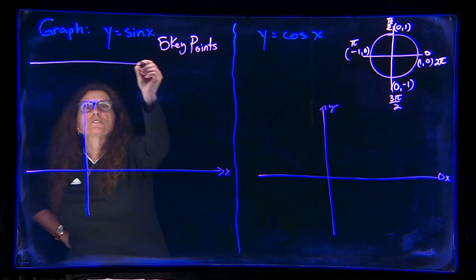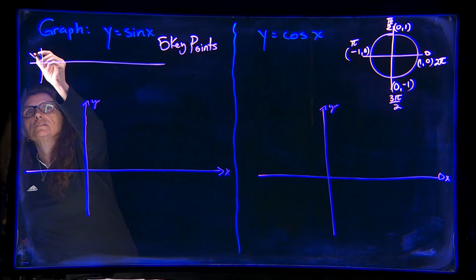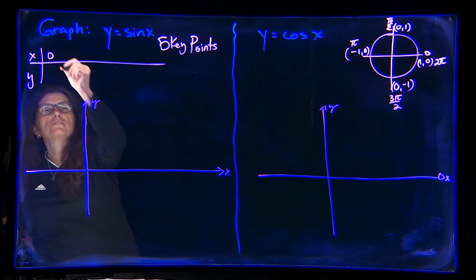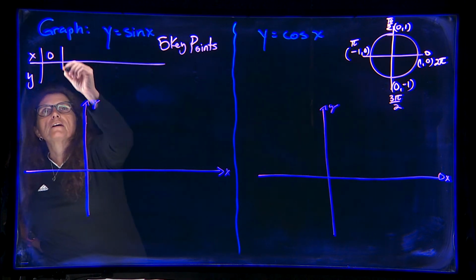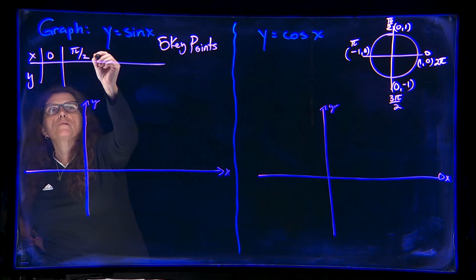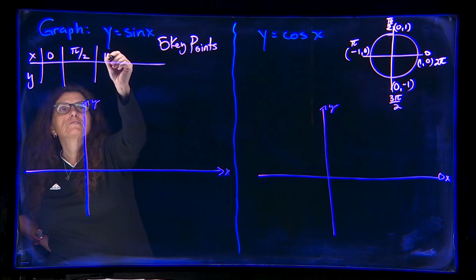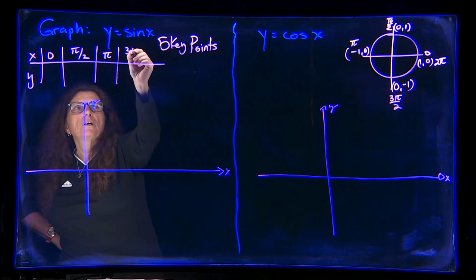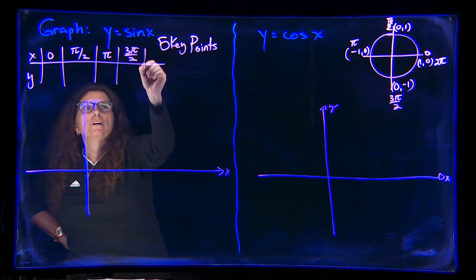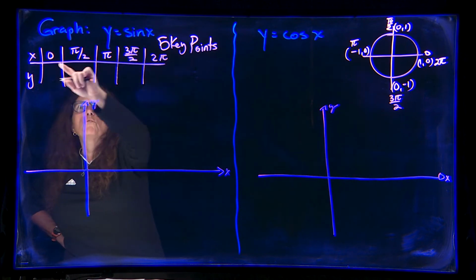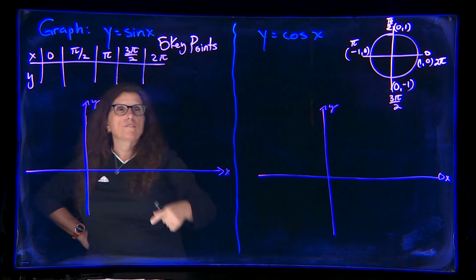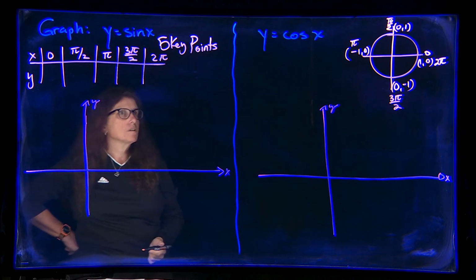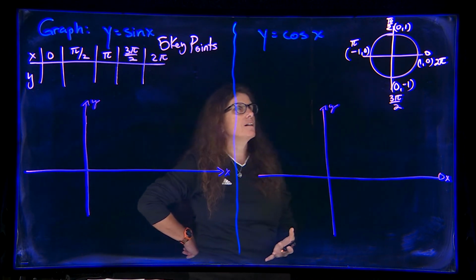So let me just list them here. Here's x, here's y. So we go 0. Then pi over 2, what happens at pi over 2? Then we go to pi, 3 pi over 2, and 2 pi. 1, 2, 3, 4, 5. 5 key points. Now, what did we say in class?